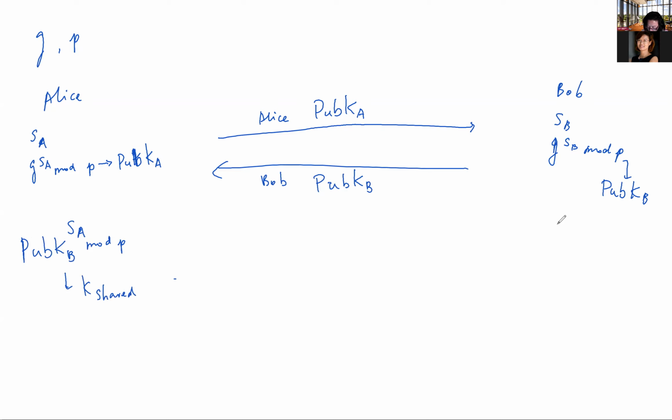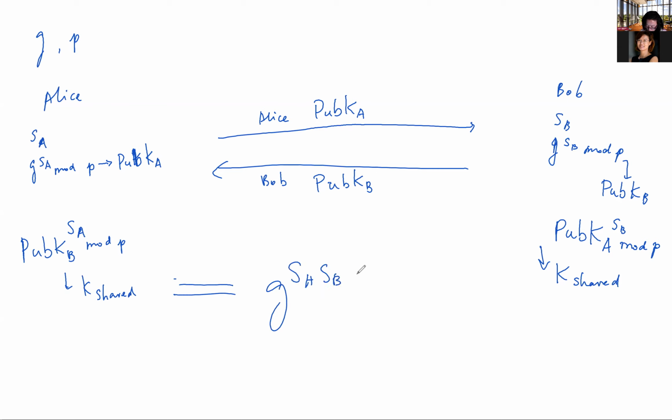And similarly, Bob will raise Alice's public key to the power of SB. And then this is a shared key. And then you verify that they're the same. They should all equal G to the power of SA, to the power of SB, mod P. Okay. But this is unfortunately not secure. Why is this not secure?